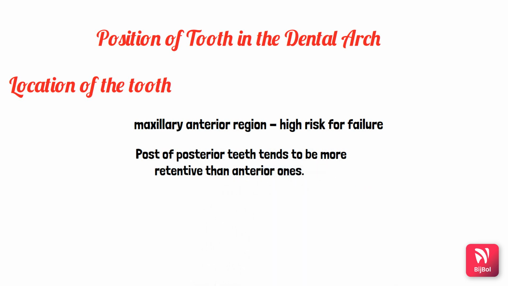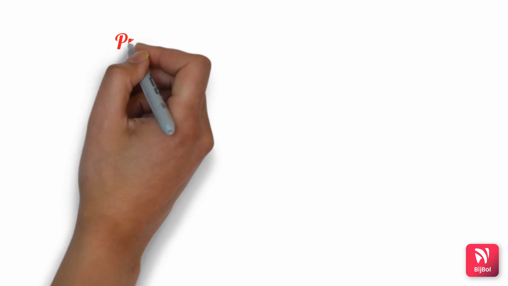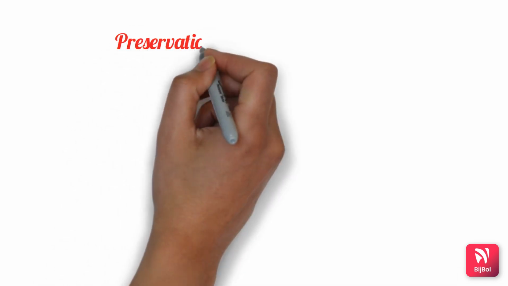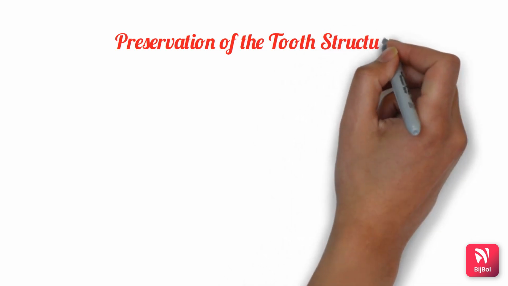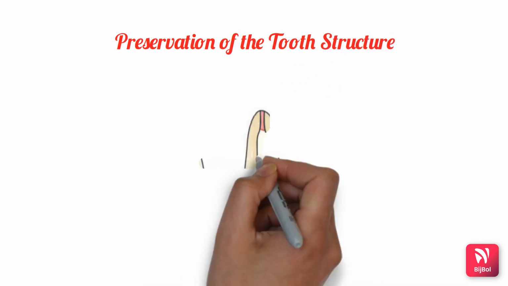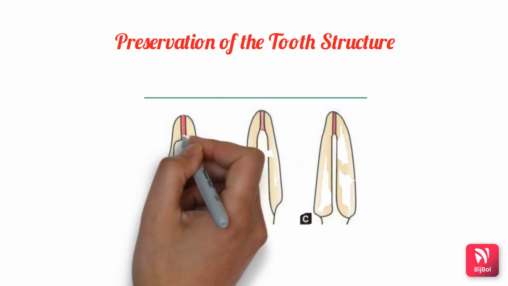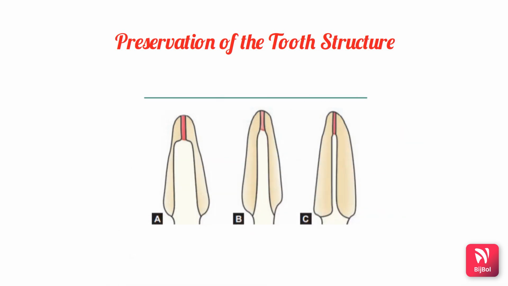Coming to the preservation of the tooth structure, one should also try to preserve the maximum of the coronal and the radicular tooth structure whenever possible, because minimal removal of radicular dentin for post-space preparation should be the criterion. The strengthening effect degrades with time because of the weakening of the resin-dentin bond as the tooth is exposed to functional stresses.